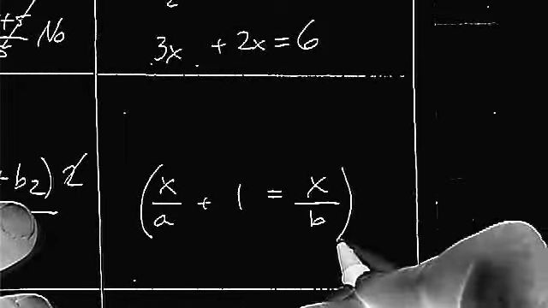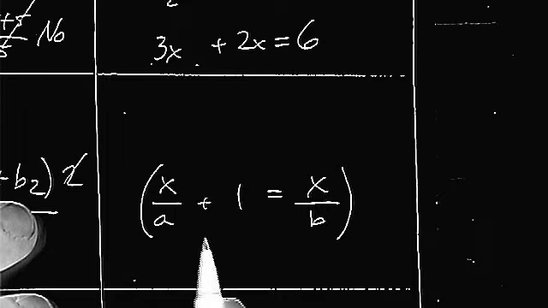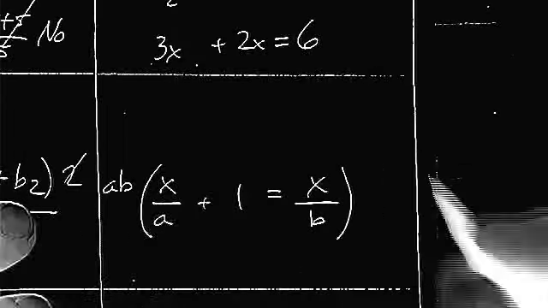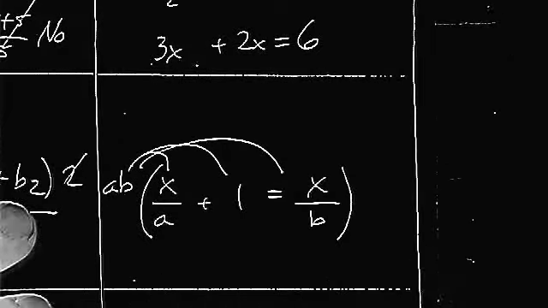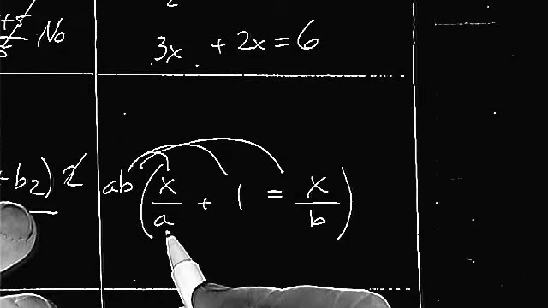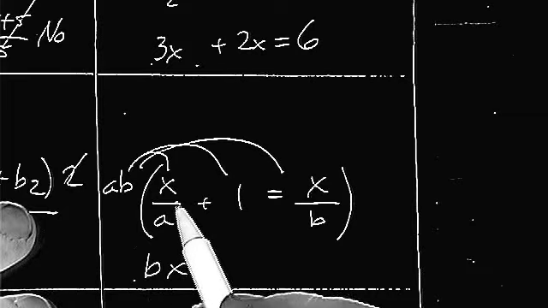What should I multiply everything by? Well, I don't know whether a goes into b or b goes into a. So I'm going to multiply everything by ab. Okay, so I'm multiplying everything. When I multiply this times this, the a's cancel out, leaving me b times x.